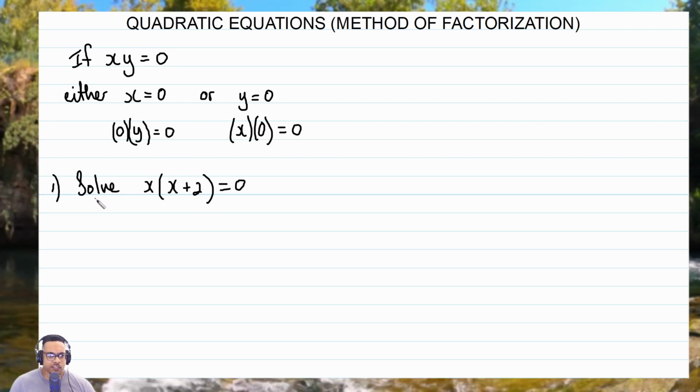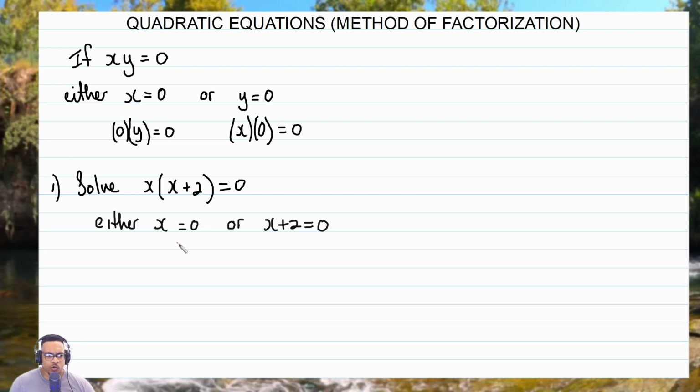Here we have to solve this equation where we have x multiplied by x plus 2 is equal to 0. Because we have x multiplied by x plus 2 equal to 0, it means either x is equal to 0 or x plus 2 is equal to 0. We already have one of the answers, meaning that x is equal to 0. Now we just have to solve x plus 2 is equal to 0.